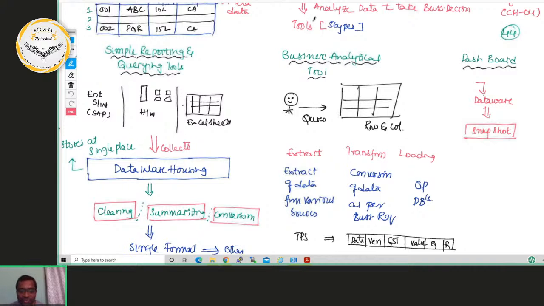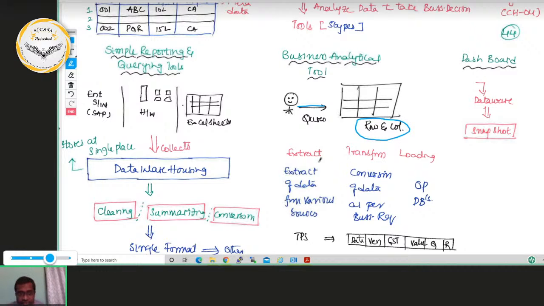Sorry. So what do you mean by business analytical tool? A business analytical tool is nothing but, whenever the user is asking a query, the system will generate a report in a two-dimensional format. So what do you mean by two-dimensional format? Any report which is generated using rows and columns is called a two-dimensional format.